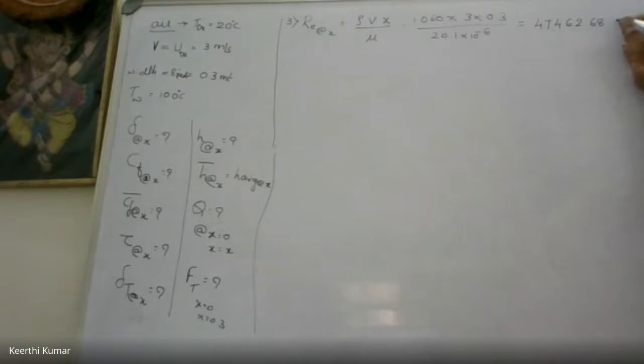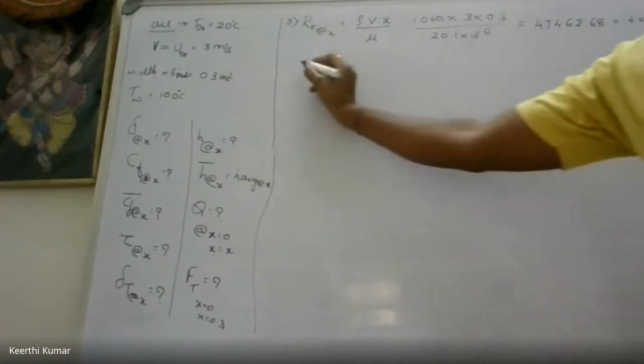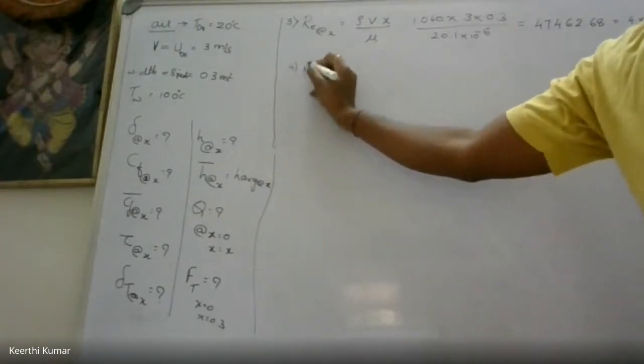462.68. This is nothing but 4 into 10 to the power of 4, correct? 4 into 10 to the power of 4. This is the value of the Reynolds number. After this, you're supposed to write a note. What is the note you're supposed to write?